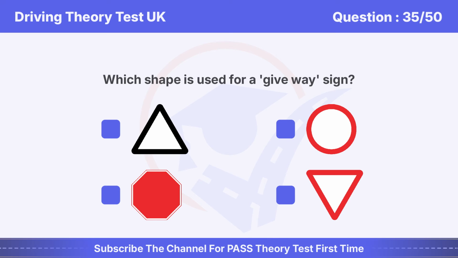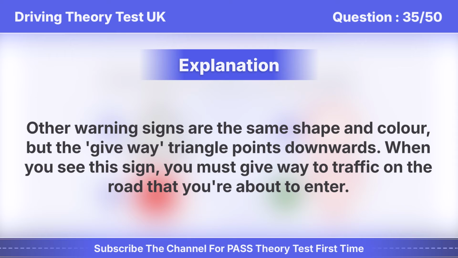Question 35. Which shape is used for a give way sign? Answer is D. Other warning signs are the same shape and color, but the give way triangle points downwards. When you see this sign, you must give way to traffic on the road that you're about to enter.